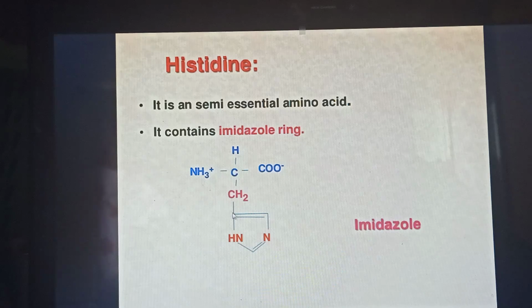Histidine has a heterocyclic ring where two nitrogen atoms are the hetero atoms. Between these two hetero atoms there is a carbon. Such a ring you call an imidazole ring. Alanine, this is the structure of alanine with CH3, and alanine with an imidazole ring is histidine.